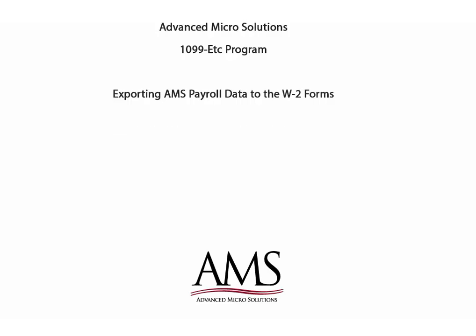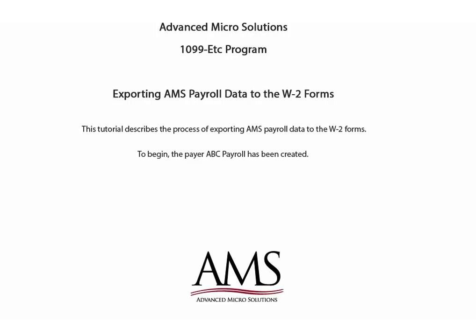This tutorial describes the process of exporting the AMS payroll data to the W-2 forms. To begin, the payer ABC payroll has been created, and the payroll data for the year has been entered.